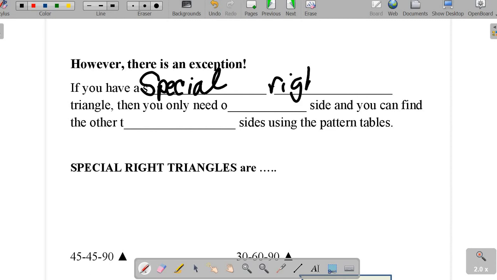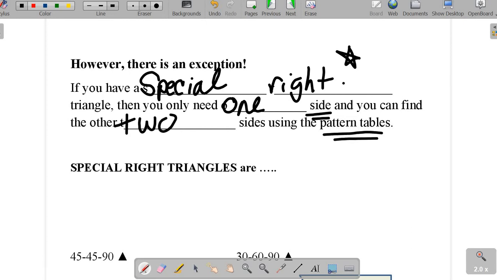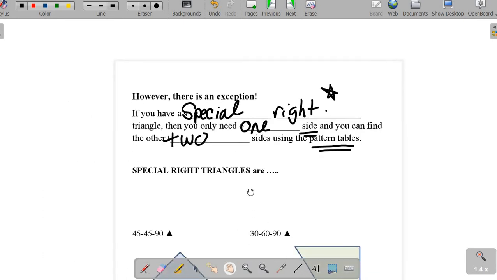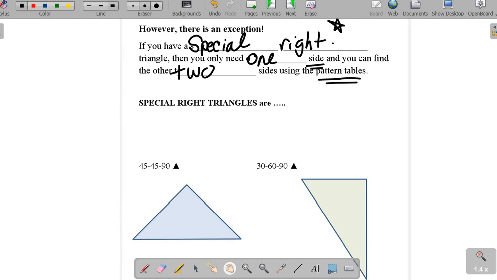Special right triangles. So if you have a special right triangle, put a star by that because it's special circumstances. It's not just any right triangle. You only need one side. And then you can find two other sides using very special patterns. And when I say special circumstances, they are only these two circumstances.